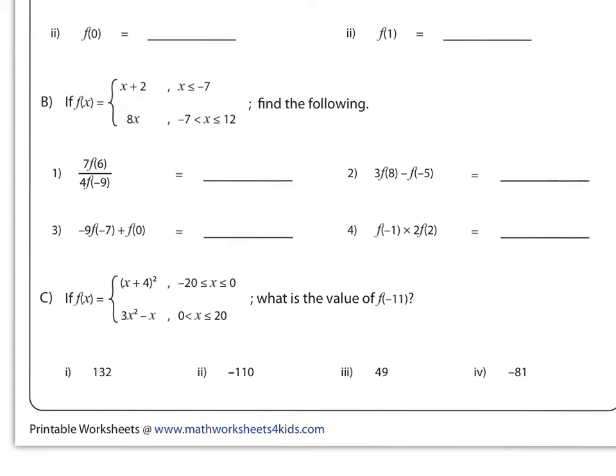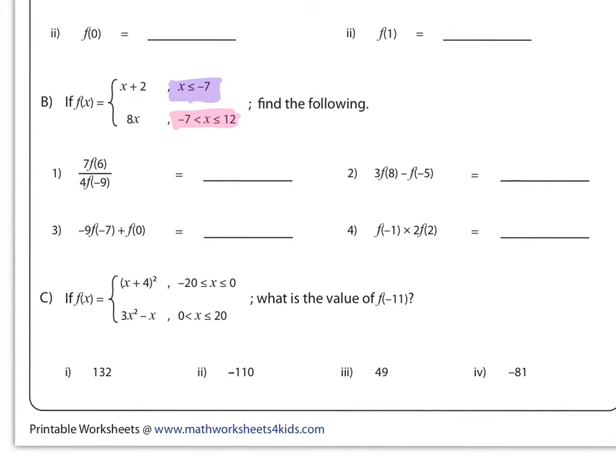I'm going to go ahead and highlight my domain. So here's my first domain, where x is less than -7, and it's the same for all 4 problems. And my second domain is x is between -7 and 12. Okay, so those are the ones that I want to work with.